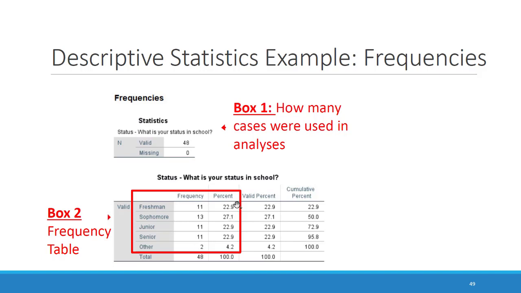The next column gives you the percentage. So about 23%, 22.9 for freshmen, 27.1 for sophomore, 22.9 for junior, 22.9 for senior, and 4.2 for other.